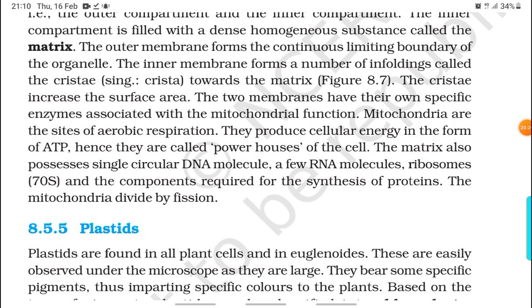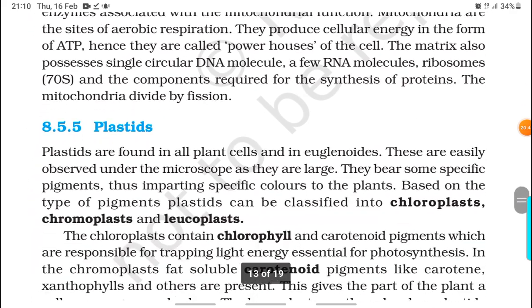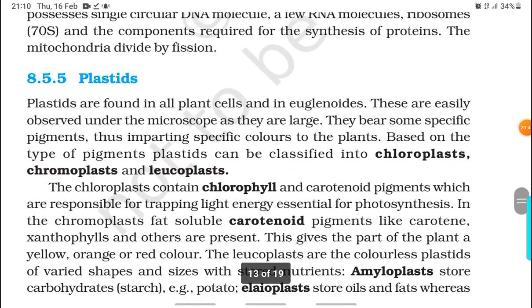The two membranes have their own specific enzymes associated with the mitochondrial function. Mitochondria are the sites of aerobic respiration. They produce cellular energy in the form of ATP. Hence, they are called the powerhouses of the cell. The matrix also possesses a single circular DNA molecule, a few RNA molecules, ribosomes of 70S, and the components required for the synthesis of proteins. The mitochondria divide by fission.